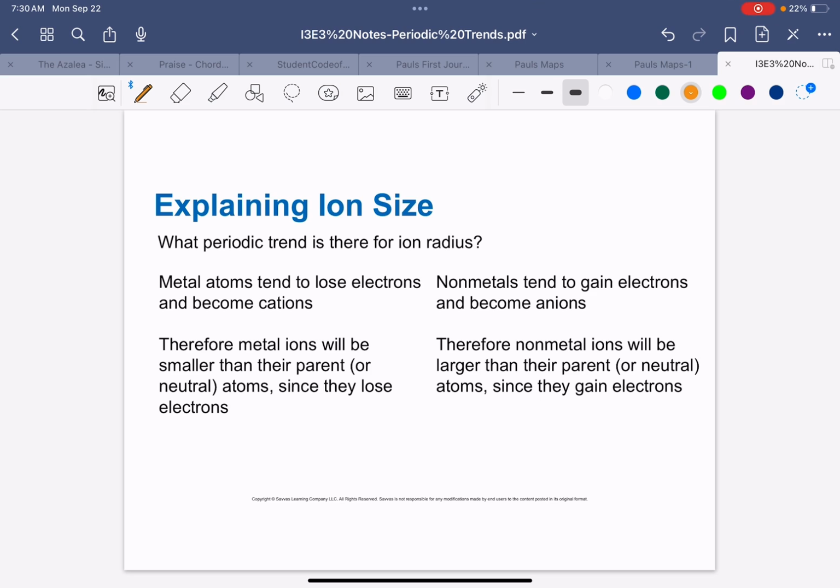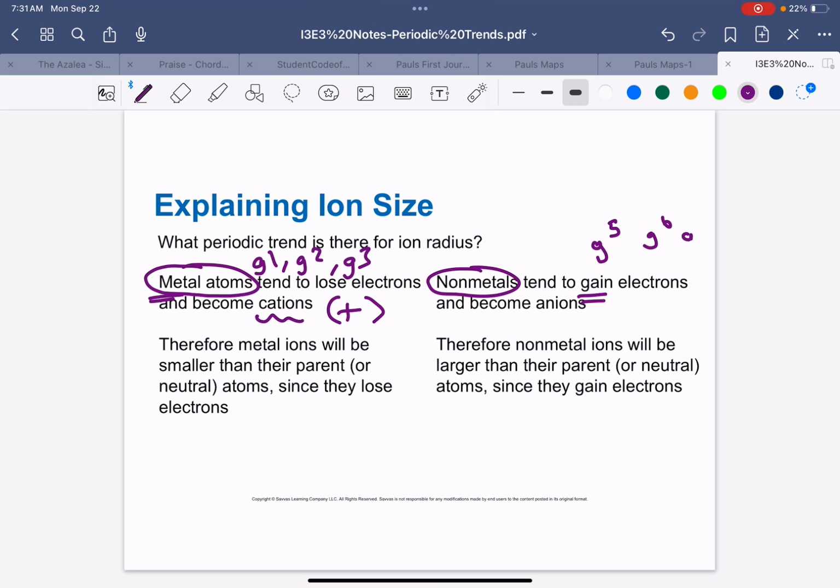Okay, so is there a trend? Well, here's the trend. Let's go ahead and label metal atoms. Metals, things in group 1, group 2, maybe even group 3 on the periodic table, will lose electrons to become cations, which are positively charged. Nonmetals will tend to gain electrons. These are things in perhaps group 5, group 6, and group 7. Therefore, these tend to get bigger. So cations get smaller, and nonmetals tend to get larger when they form ions.